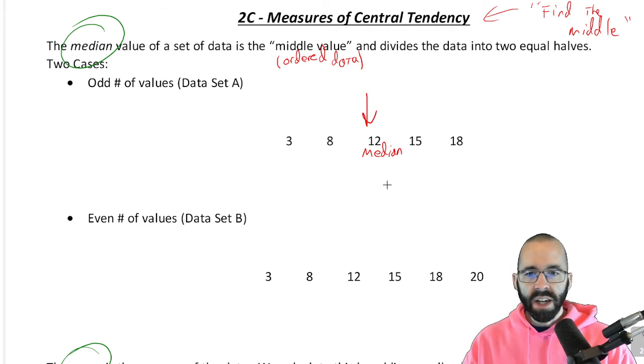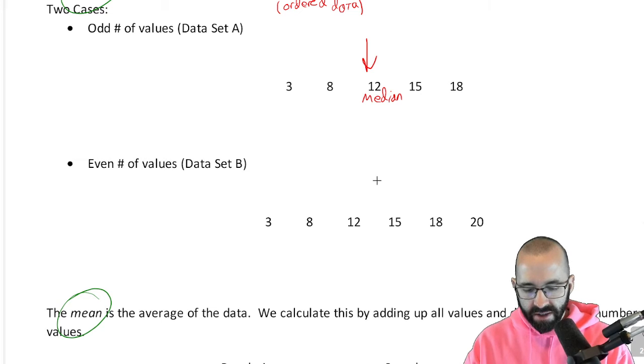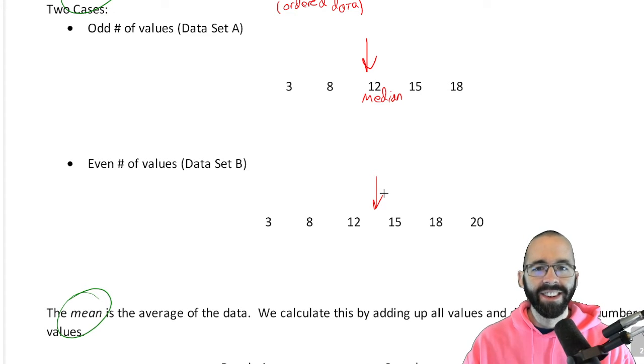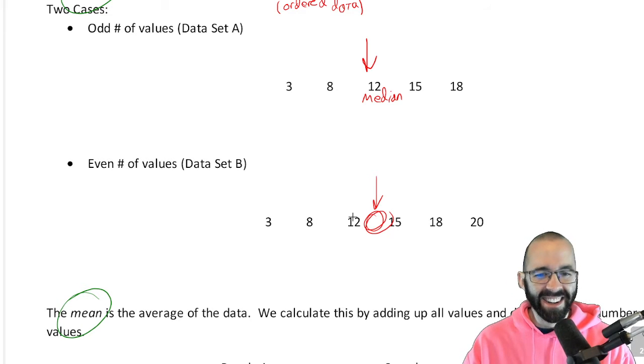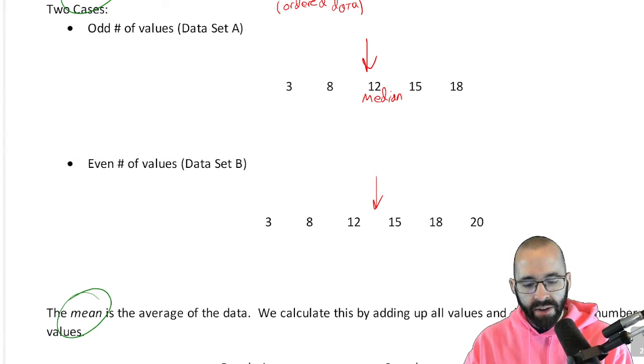Sometimes dividing data into two halves looks a little different. If there are 6 data points, there are 3 on one side and 3 on the other side, but there's no single middle value. So then we have to take the average. The median here is going to be the average of 12 and 15, which gives us 13.5 as our median.